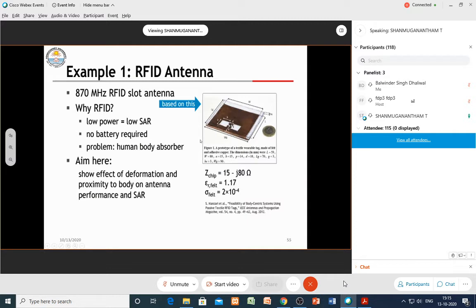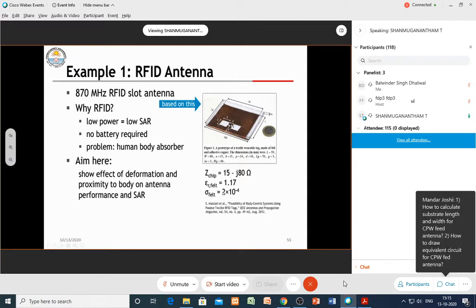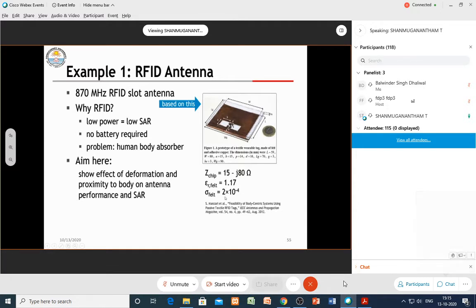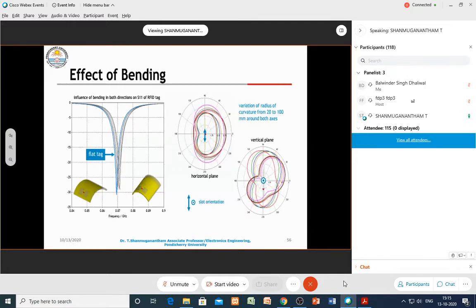So here this is one example of RFID, particularly the 870 MHz RFID slant antenna design. Here this is low power, so automatically SAR is also very low, and no battery is required because this is a very low frequency. Here the impedance is 15 minus j80 ohms, epsilon r of the belt fabric is 31.17, and conductivity is 2 times 10 to the power minus 4.